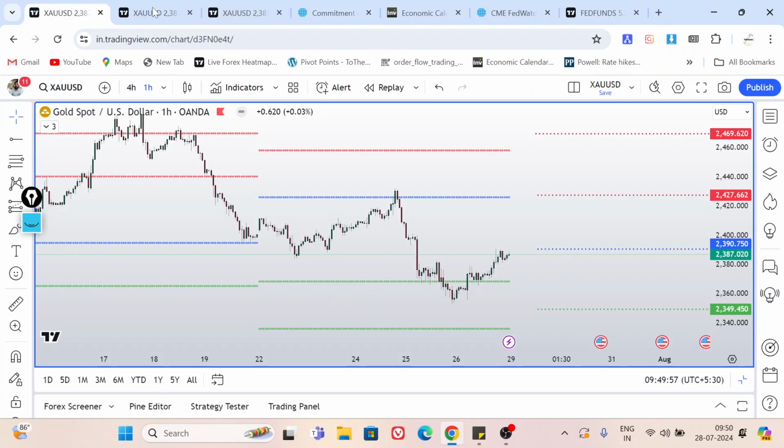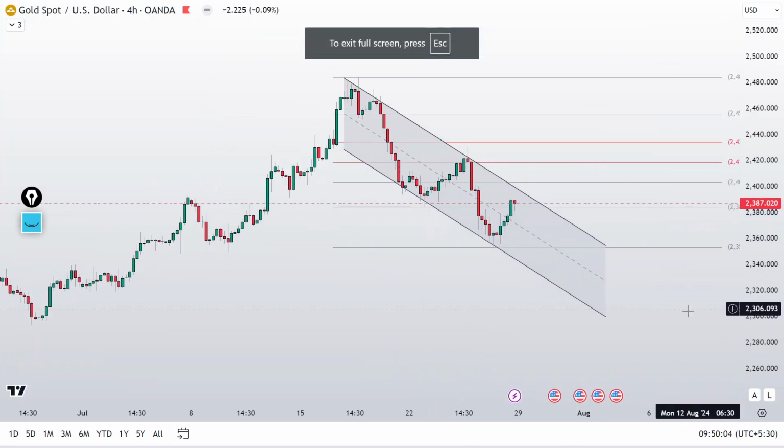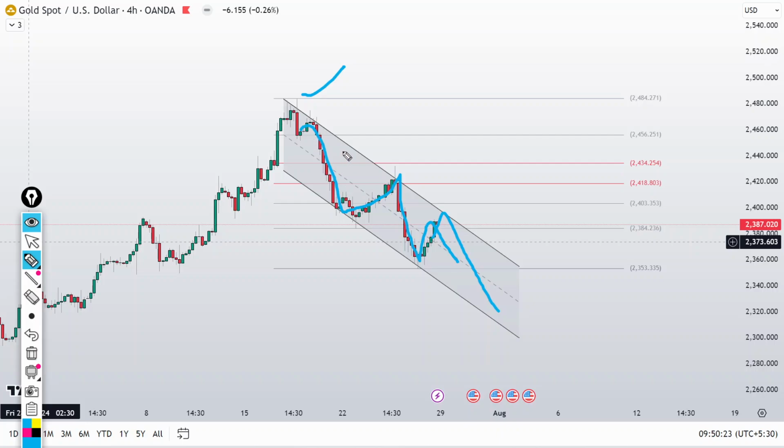So now let's move on to the price action chart, and if we check it on the 4 hour time frame first, this is the 4 hour time frame, and this is the structure that gold is currently following or forming. You can see after this high, price is currently trading inside this parallel descending channel. So overall it is still on the bearish side. And what are the levels that we have to watch? As you can see, this trend line is currently acting as a resistance.